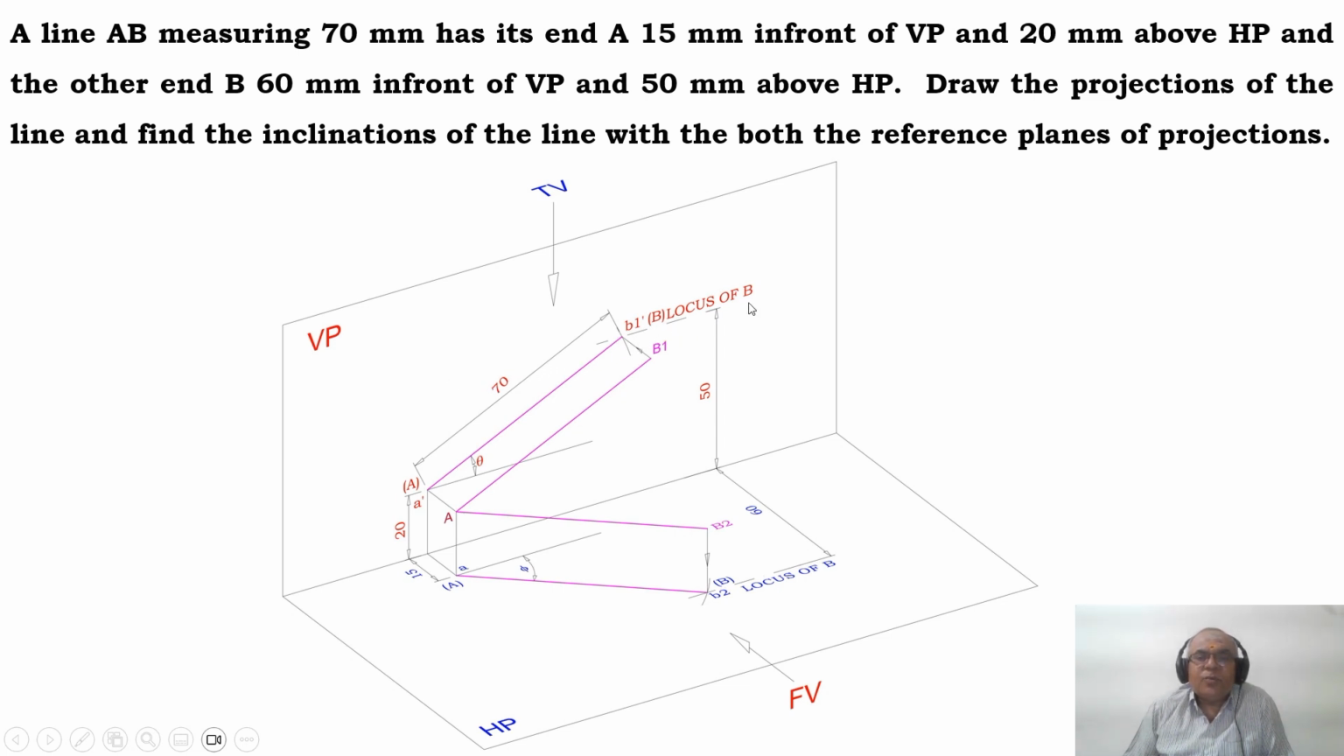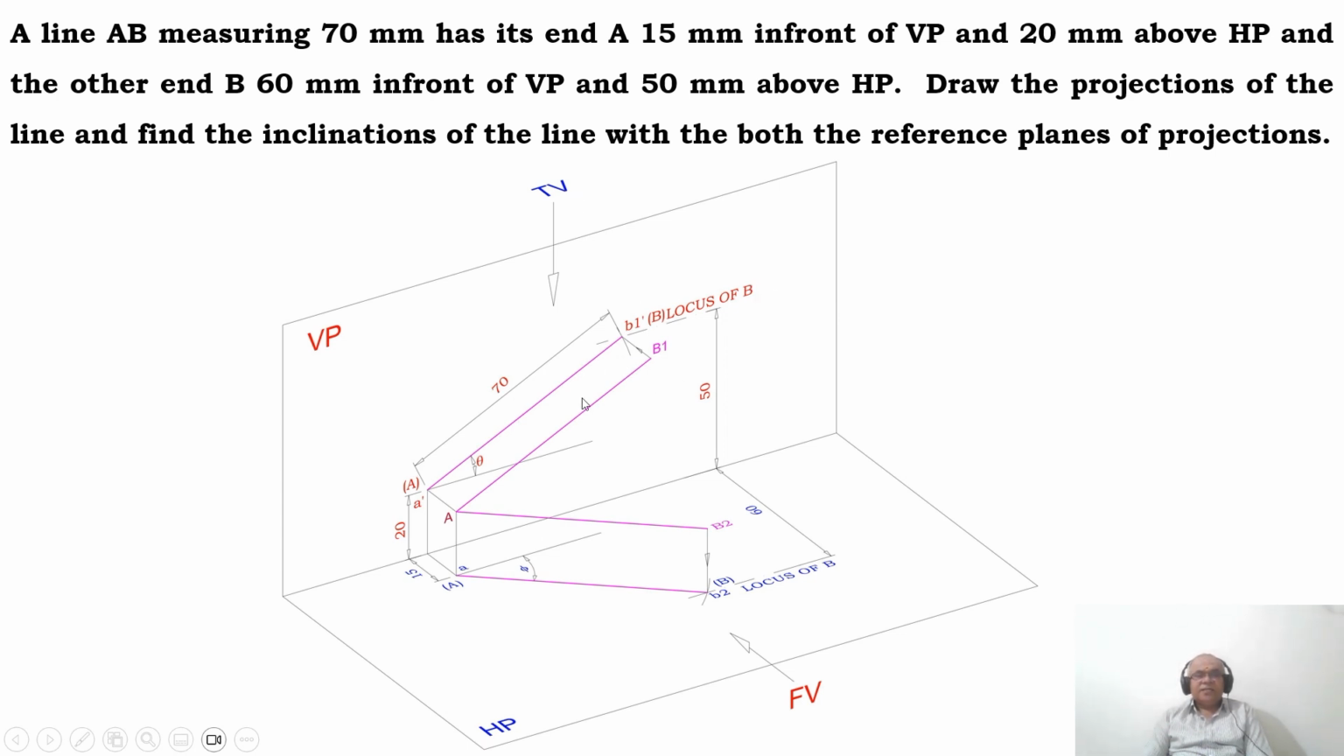So again, the locus of B is parallel to XY, which is at a height of 50 mm above HP. And then what you need to do? You take 70 mm with a dash as center, cut an arc on the locus of B, so that you are going to get the point b1 dash. Since it is the point b1 dash, that means a dash b1 dash is the true length of the line, whose length is equal to 70. So you mark this as A and you mark this as B, and this is going to be the locus of B in the front view.